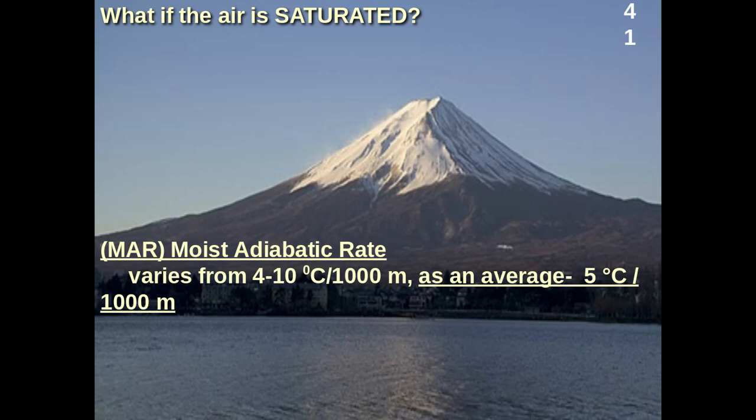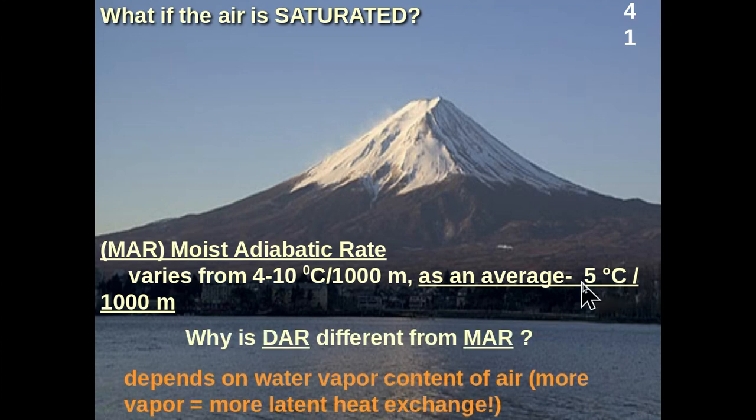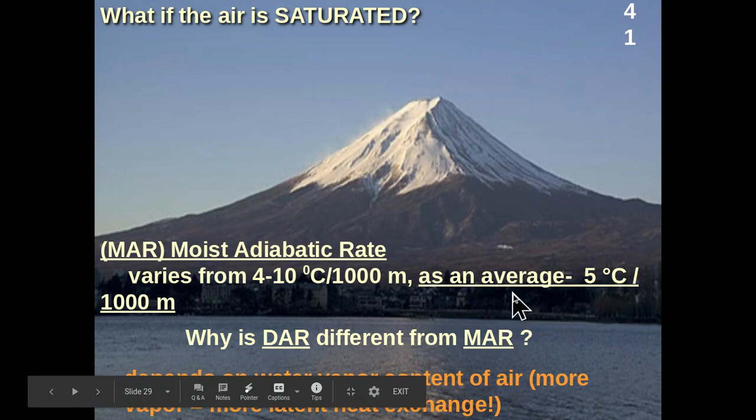Under moist adiabatic rate conditions, for every 1,000 meters, temperature can vary between 4 and 10 degrees. However, that's going to depend on how saturated, how much moisture. But we're going to use 5 degrees because that basically represents the average, and it's easier to do the math. So we're going to say that on average, for every 1,000 meters, there's going to be a 5-degree change in temperature. So let's go back, and we'll come back down to the bottom of the slide in a minute.